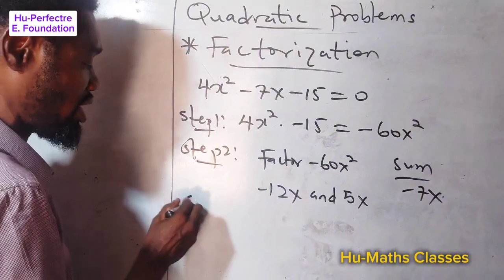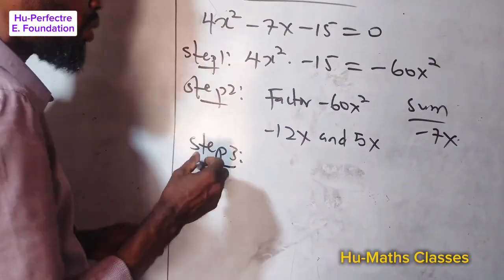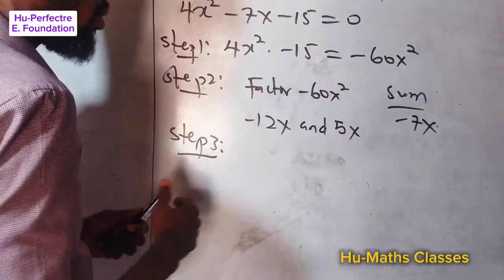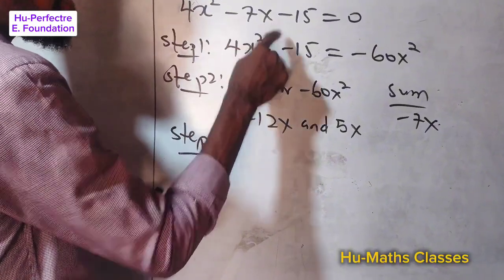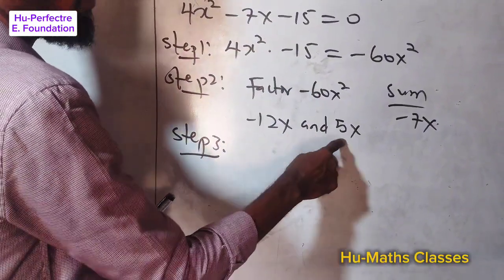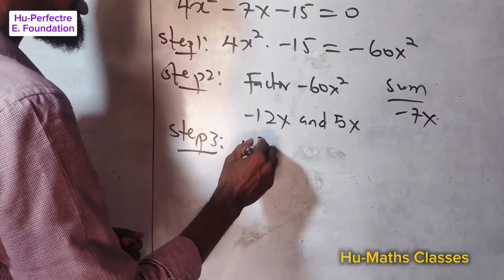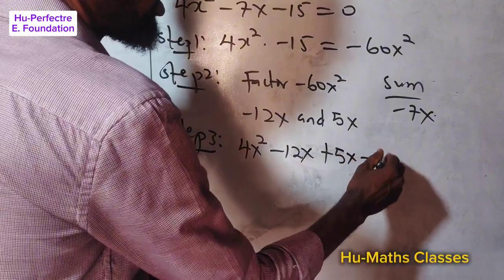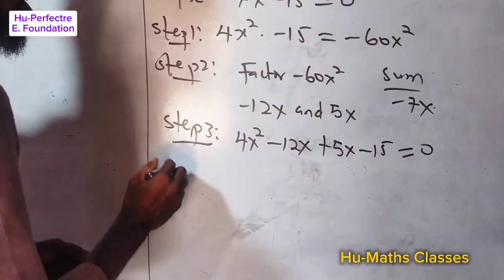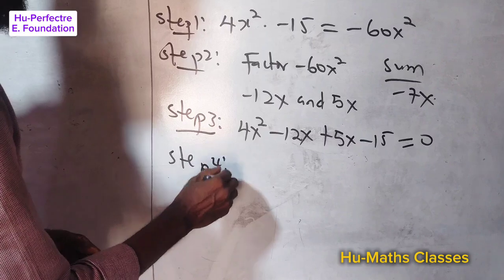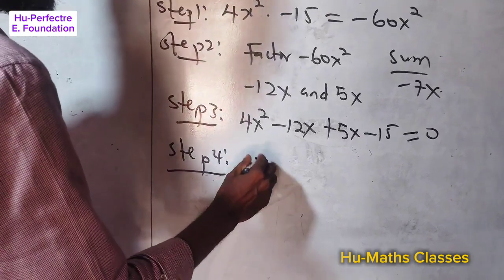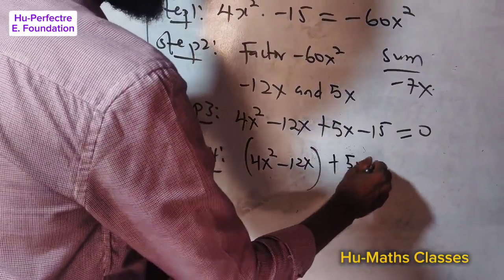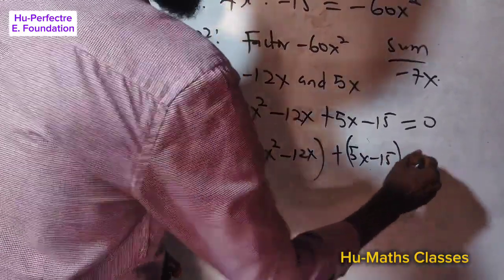Now step 3, replace the second variable with the two factors you have arrived at that gave you the second variable when you added them up. So I'll be replacing minus 7x with minus 12x plus 5x. So I'll have 4x raised to power 2 minus 12x plus 5x minus 15 is equal to 0. Now step 4, factorize by grouping. So you have 4x squared minus 12x grouped, plus 5x minus 15, is equal to 0.